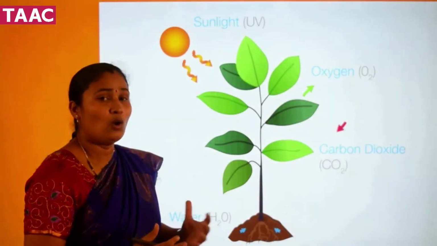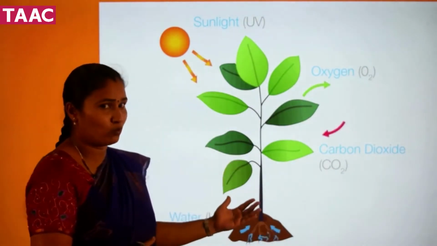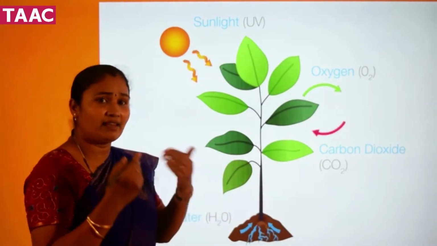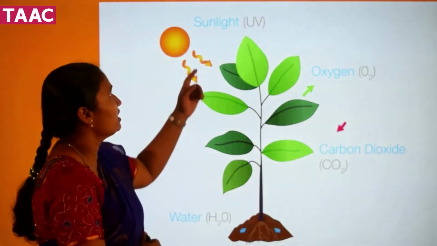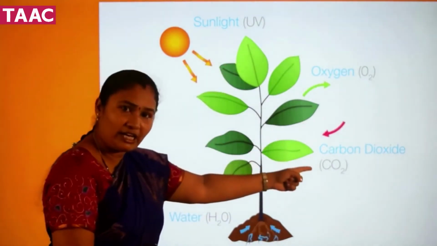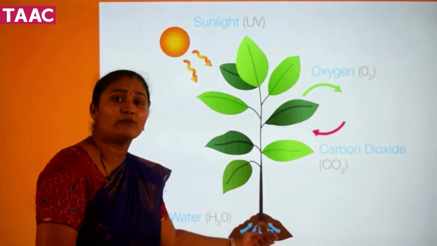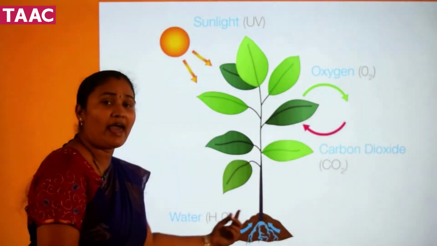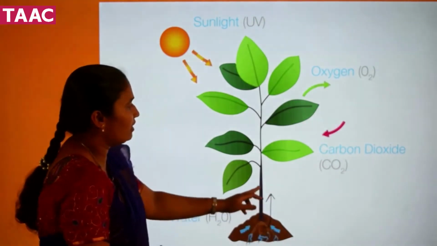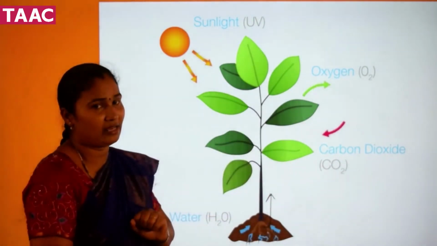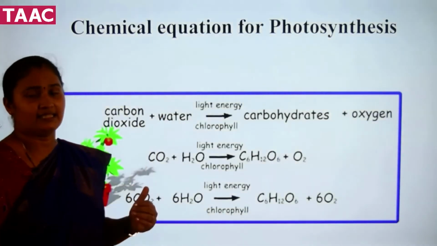Now on the whole, what is photosynthesis? It is the process by which the plants make their own food by using several factors such as sunlight, carbon dioxide, water and minerals taken from the soil. This water and minerals enter through the root system and finally reach all parts of the plant. Let us learn the chemical equation for photosynthesis.